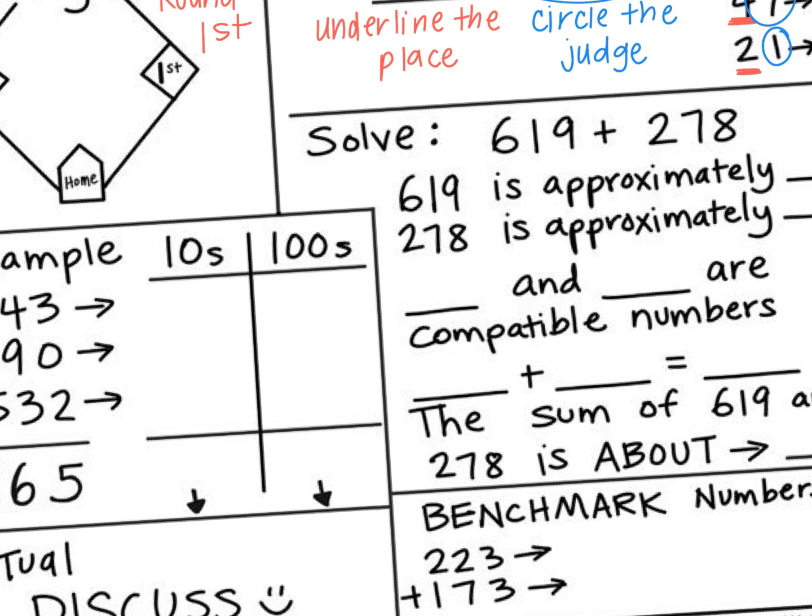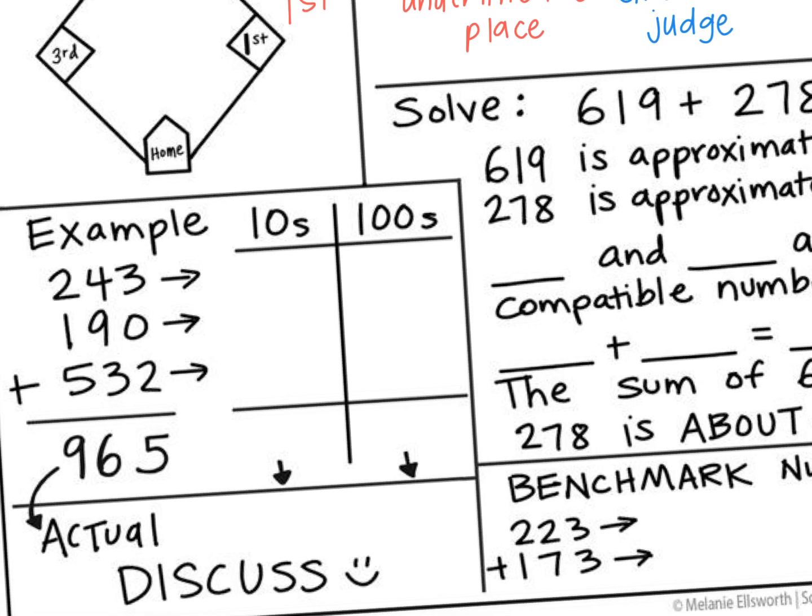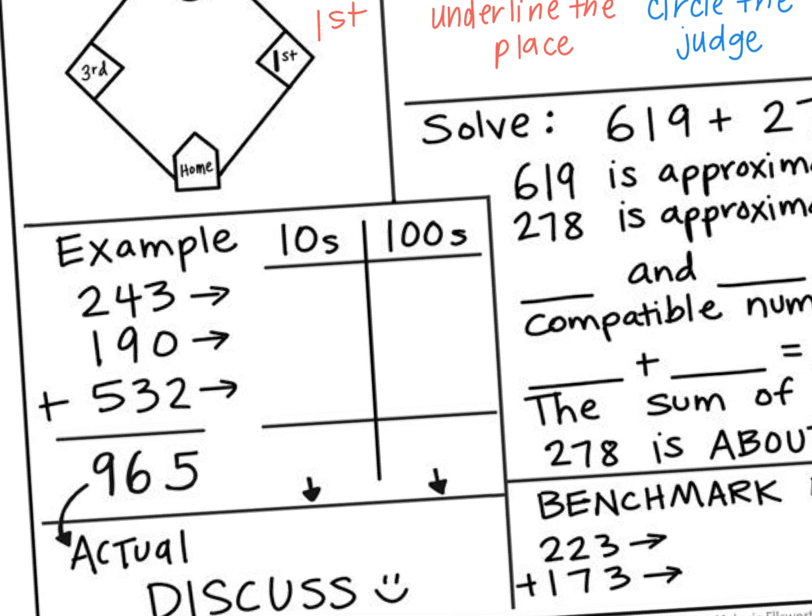All right, what if I have these crazy numbers? Okay, I want to estimate the solution for this problem right here, okay? So do I want you to solve for it exactly? No, I don't want you to solve. If it says estimate the sum for 243, 190, and 532, I want you to round these numbers to make them easy to work with first, then add them, okay?